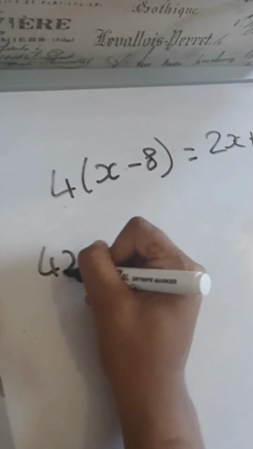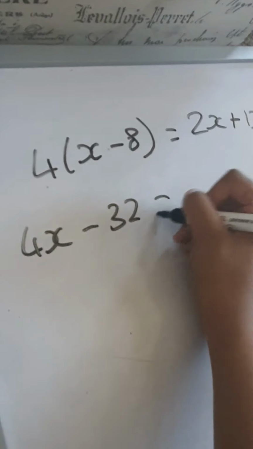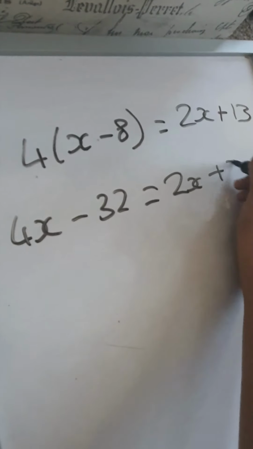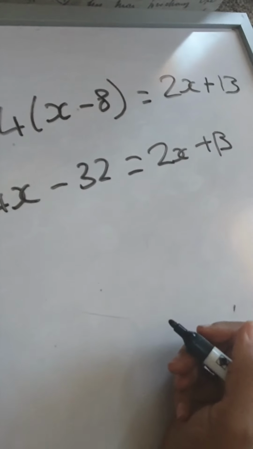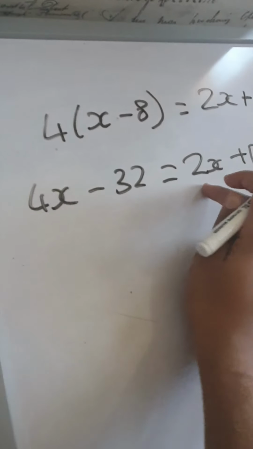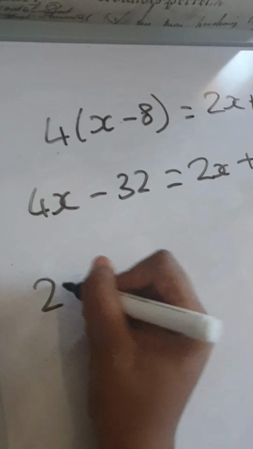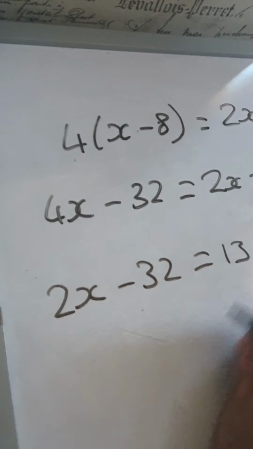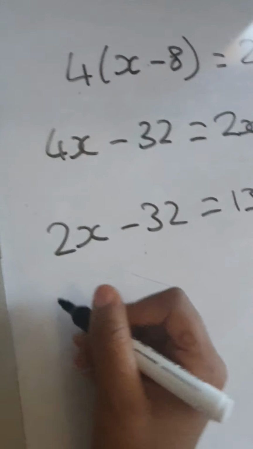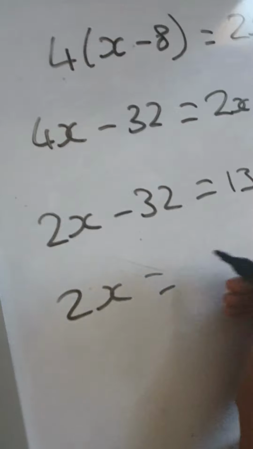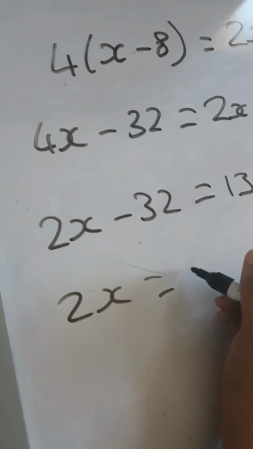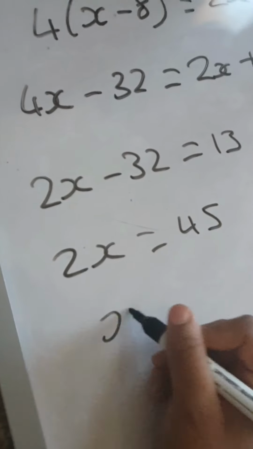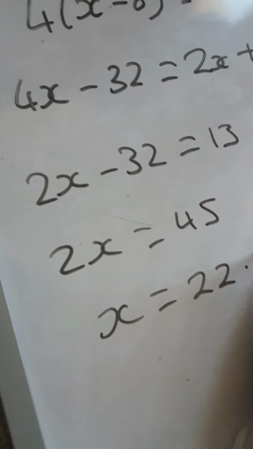So that means 4x minus 32 equals 2x plus 13. Move all my x's to this side. I've got 2x minus 32 equals 13. Move my numbers to that side. I've got 2x equals 45. Therefore, x equals 22.5.